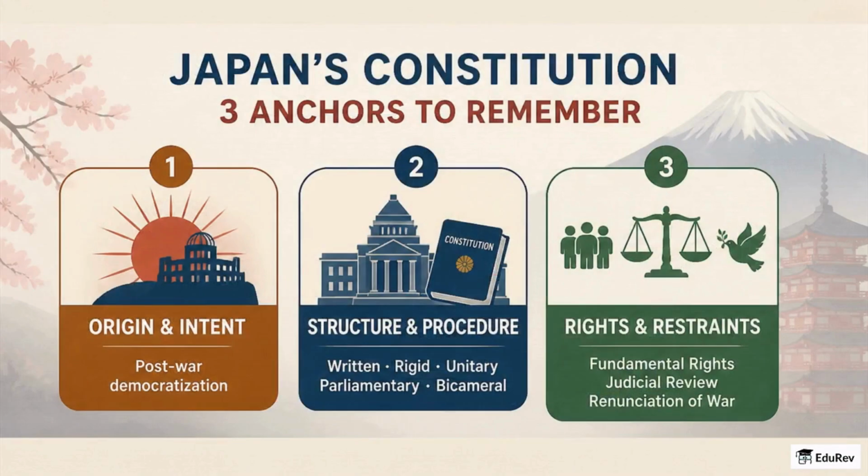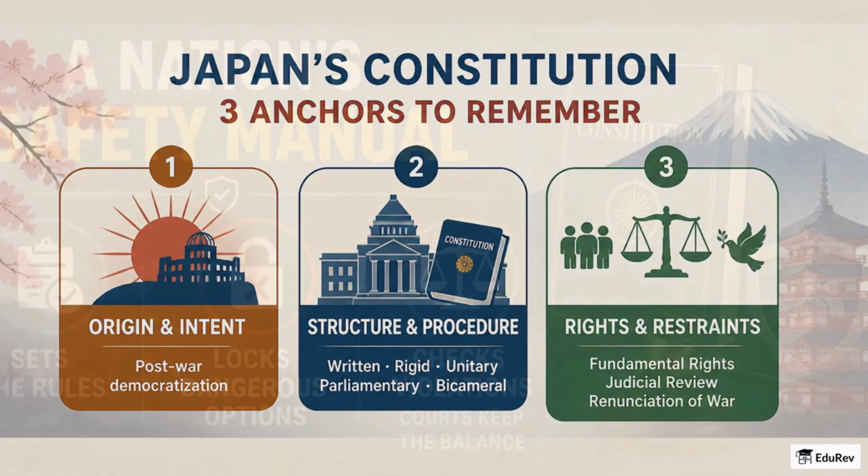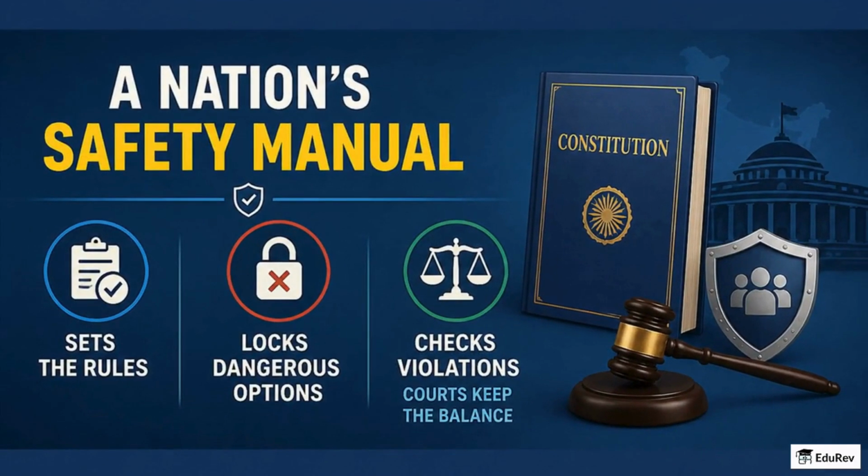Visually break the Constitution into three anchors to memorize: origin and intent, post-war democratization; structure and procedure, written, rigid, unitary, parliamentary, bicameral; and rights and restraints, fundamental rights, judicial review, renunciation of war. Use analogies. The Constitution is a safety manual for a rebuilt nation. It sets the rules, locks dangerous options, and gives courts the tools to check violations.